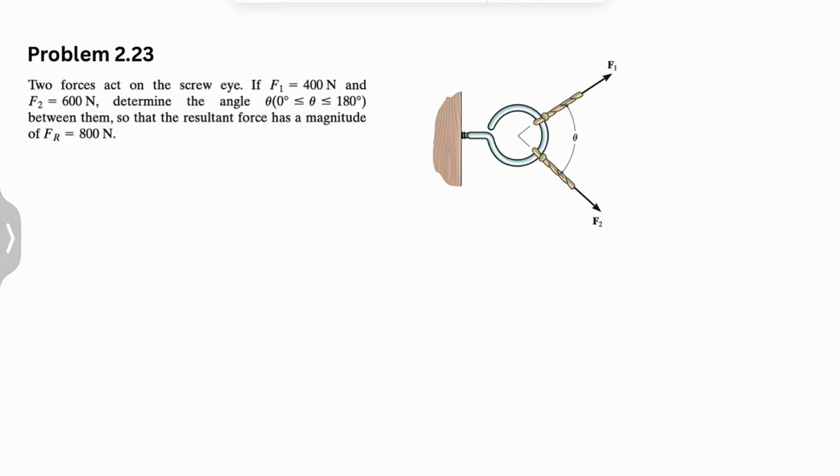Alright guys, welcome back. We have another question from the second chapter of Engineering Mechanics Statics by Hibbeler, and we have question 23. Two forces act on the screw eye. We know the force F1 is 400 newtons and the force F2 is 600 newtons. We need to determine the angle theta between these two. So this angle theta is what the question is asking us, and knowing that the resultant of the two forces has a magnitude of 800. So we know the resultant of these two.